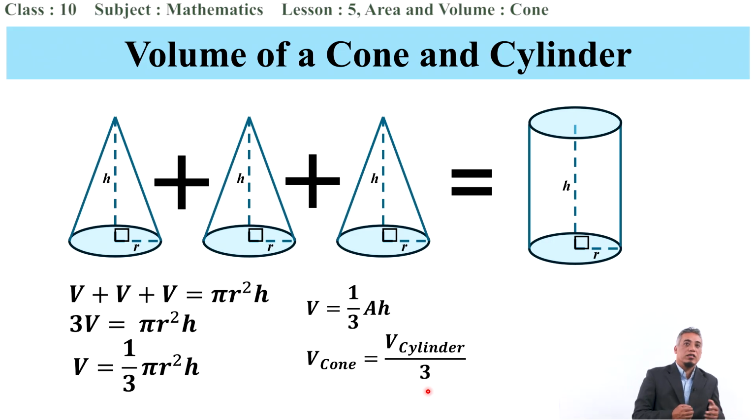Because we have seen just before, we filled up 3 cone cups, and they exactly filled the cylinder. That was of the same base and same height. Yes, when the base of the cylinder and base of the cone are exactly the same and the height is also exactly the same, then their relation is that 1/3 of the cylinder is the volume of the cone.